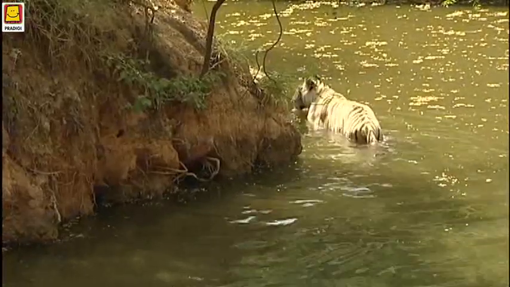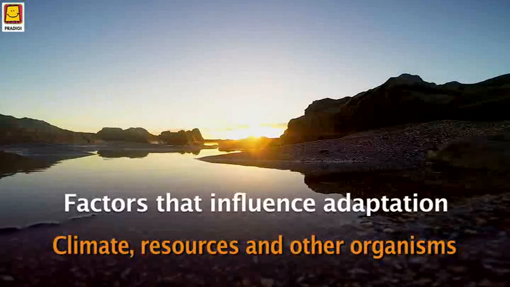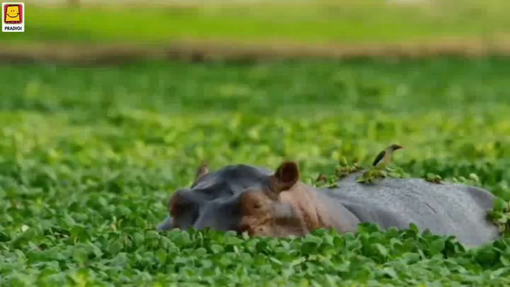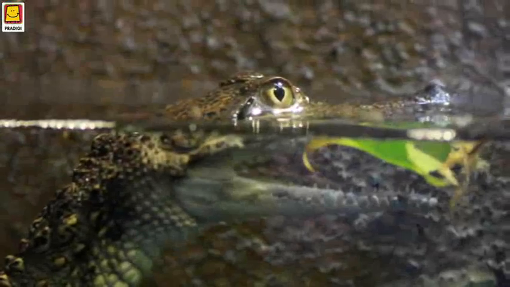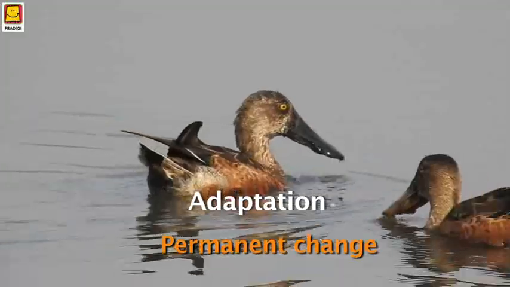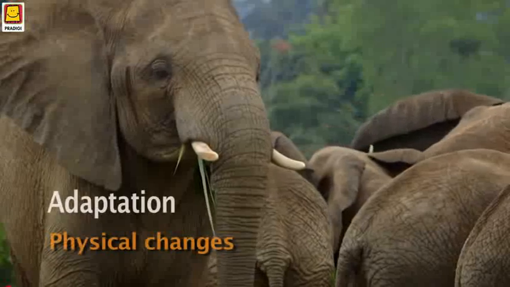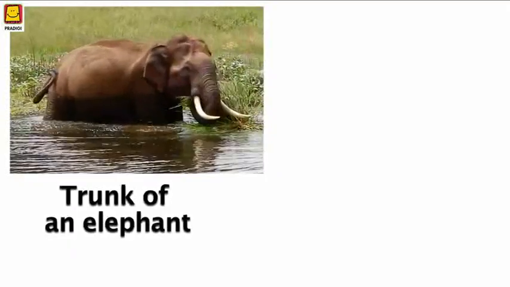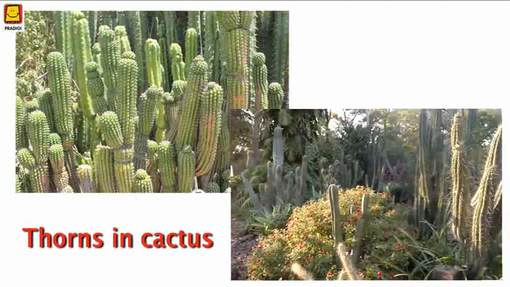The factors that influence adaptation are the climate, the immediate environment, the resources available there, and other life forms that are part of the environment. Adaptation is a permanent change in an organism's body that allows it to survive in its environment. These changes can be physical, like an elephant's trunk, or a camel's hump, or even the thorns on a cactus.